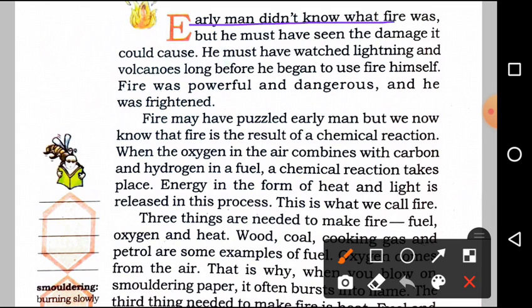Early man didn't know what fire was, but he must have seen the damage it could cause.